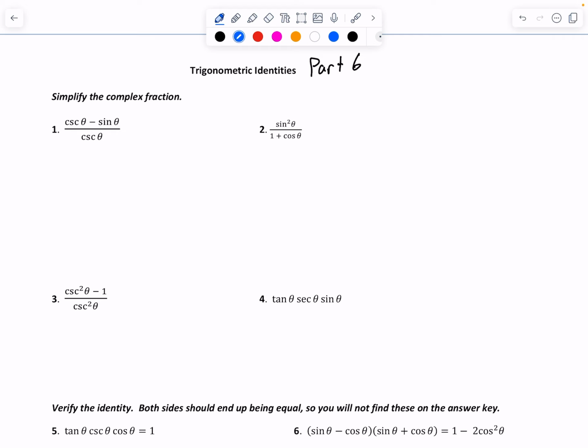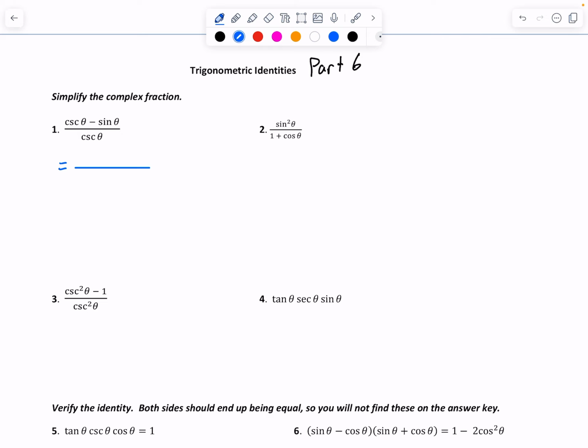Okay, a good rule of thumb is always to change things to sines and cosines. I'm going to show you a method that I don't think I knew as a student, but it has helped me tremendously as I've done more and more of these. So here, I'm going to change them all to sines and cosines.